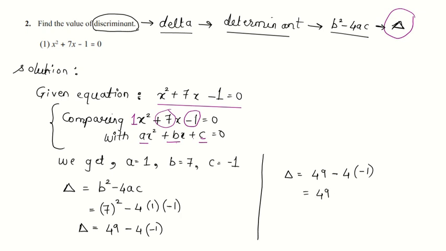49. This minus into minus is plus. 4 into 1 is 4. So what is the value? 49 plus 4 is 53. So the answer of this delta is 53. So the value of the discriminant here, delta, is equal to 53.